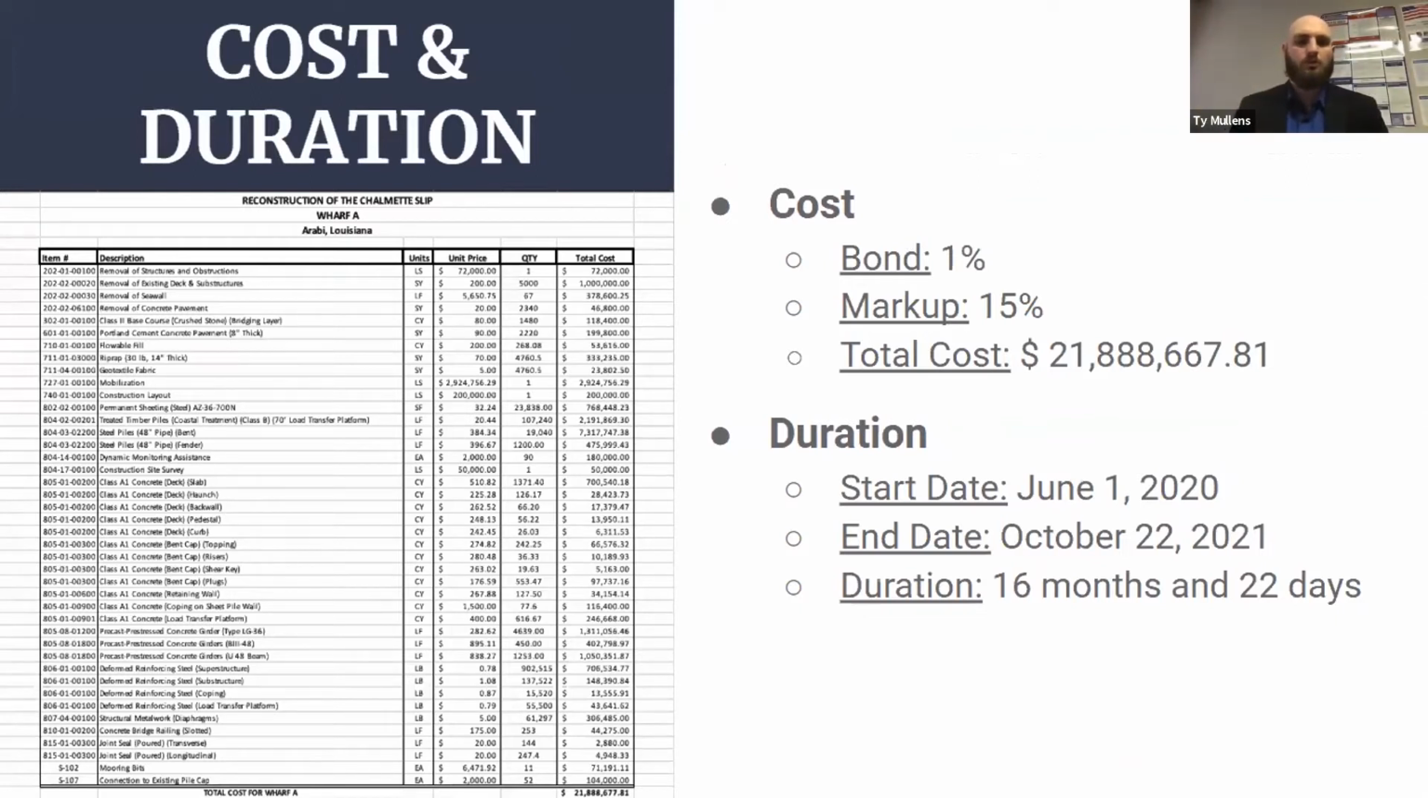So we used a 1% bond and 15% markup on the project, including all construction costs, equipment, labor, and markup. Our final cost will be around $21.9 million. The project is set to begin on June 1st, 2020 and finish October 22nd, 2021. This includes holidays, rainouts, weekends, and the project shutdown that we talked about, coming out to a little under 17 months.